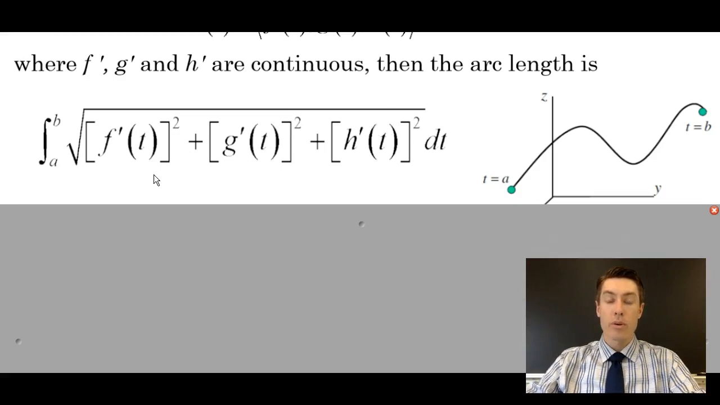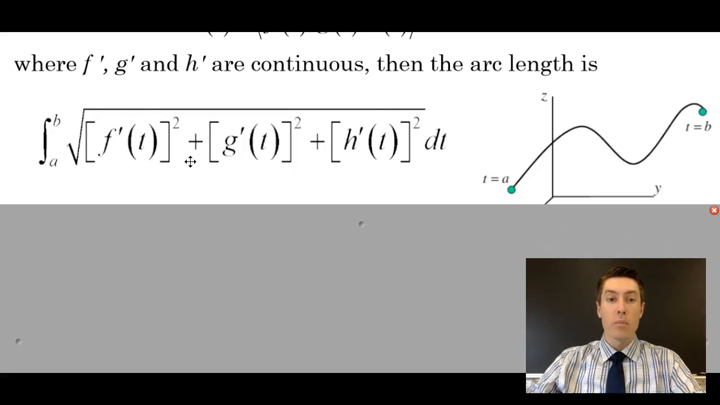This should look pretty familiar to us because we did define arc length in single variable calculus. But we now need a third component because we have a z component to deal with as well. The square root also should make sense because arc length is essentially a distance, so this is really just a manipulation of the distance formula.